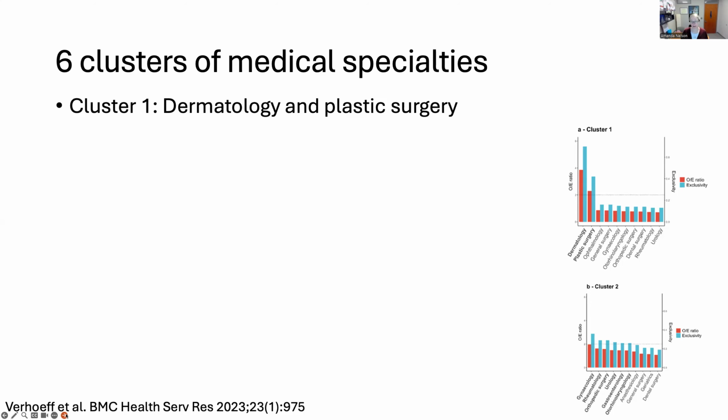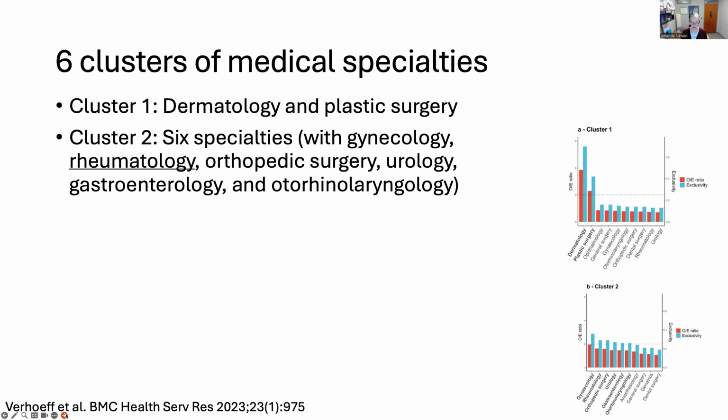So for the specialties, they found 6 clusters. I just illustrated 2 of them here. They had a big cluster of people that were just coming for dermatology and plastic surgery, which turned out to be skin cancer sorts of folks. Cluster 2 was more complex, seeing 6 specialties. This one included rheumatology, so I underline that. But you can see in the bottom figure, there's an even spread across multiple different specialties. So they're getting a lot of different care.